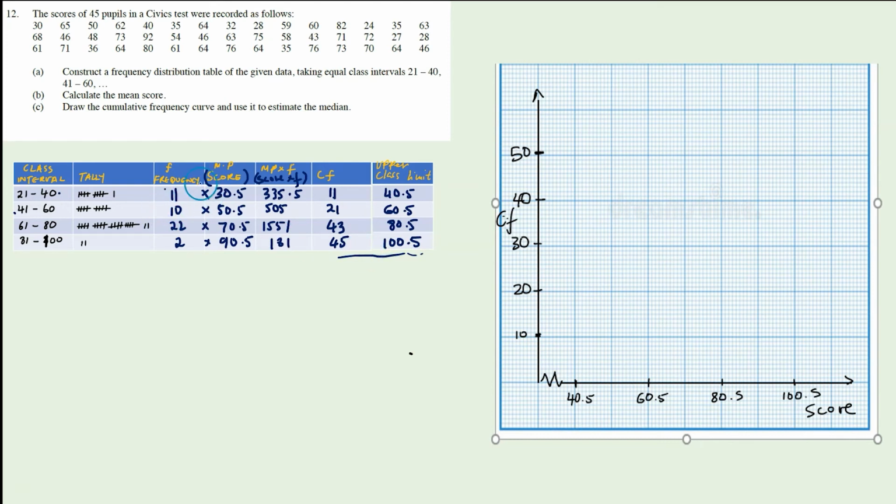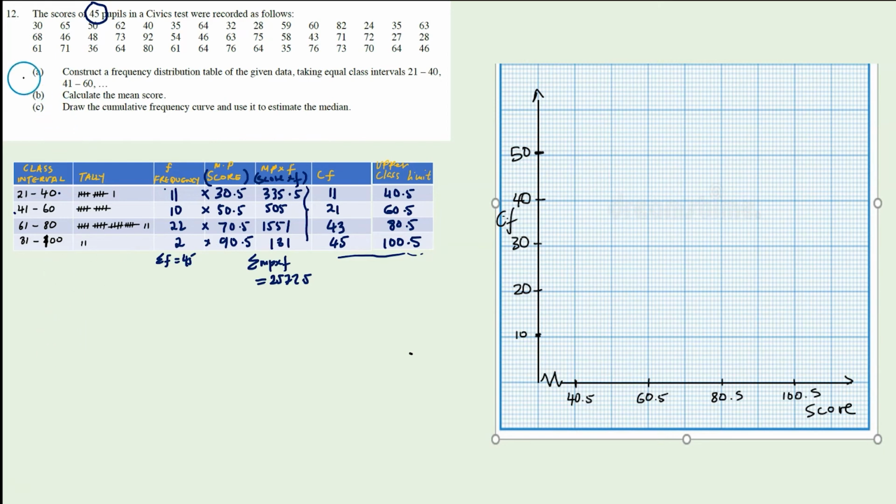Now the last thing we need to do is just add up all the frequency just to check. So 11 plus 10 is 21, plus 22 is 43, plus 2 is 45. So the total of frequency is 45, which is the right one because I got 45 there. And then now I need to add up all the midpoint or score times frequency. And if you add all these here, you will get 2572.5. This is your frequency distribution table now done.